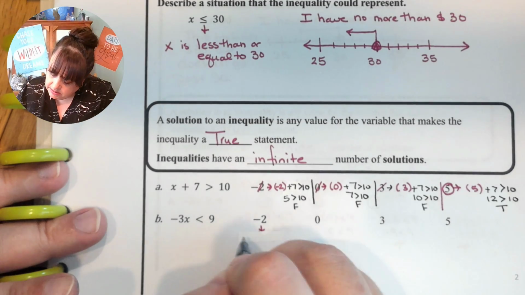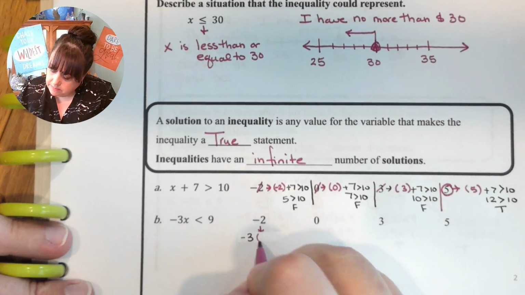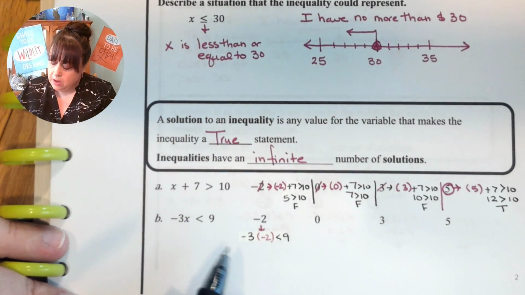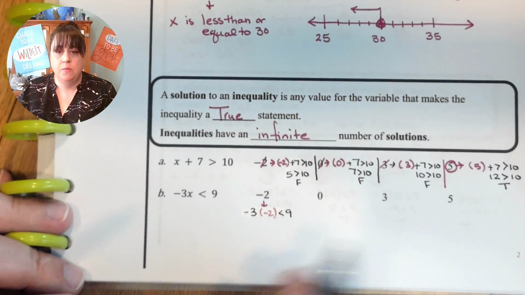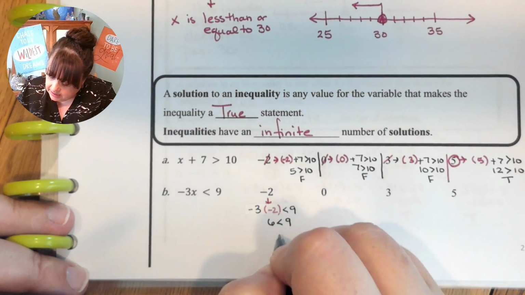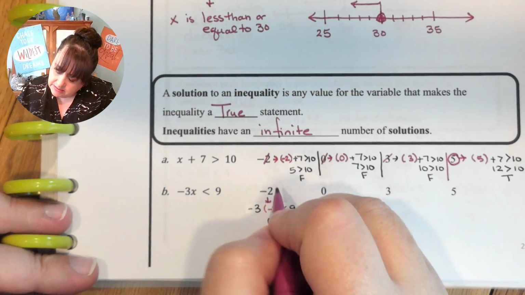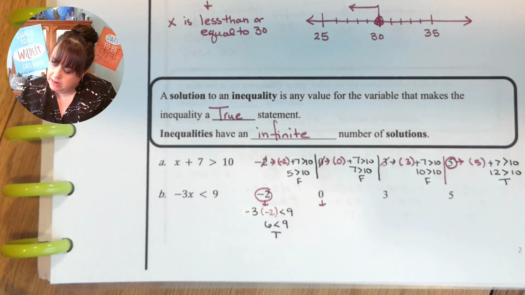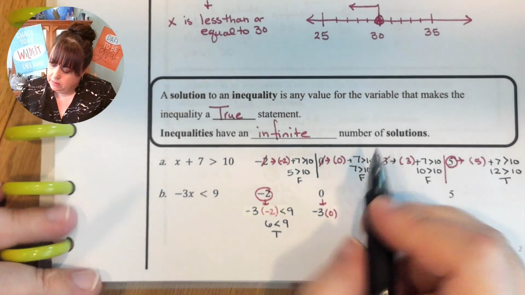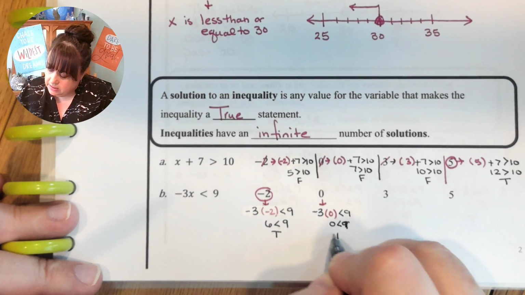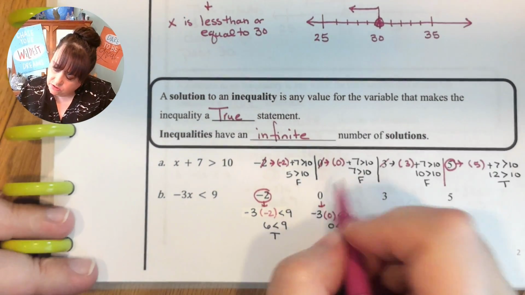So this one is negative 3 times negative 2 is less than 9. Negative 3 times negative 2, so when they're right next to each other, that means you are multiplying. So is 6 less than 9? That's true. So this is a solution for this one. Negative 3 times 0 is less than 9. Is 0 less than 9? It is. So this is a solution.